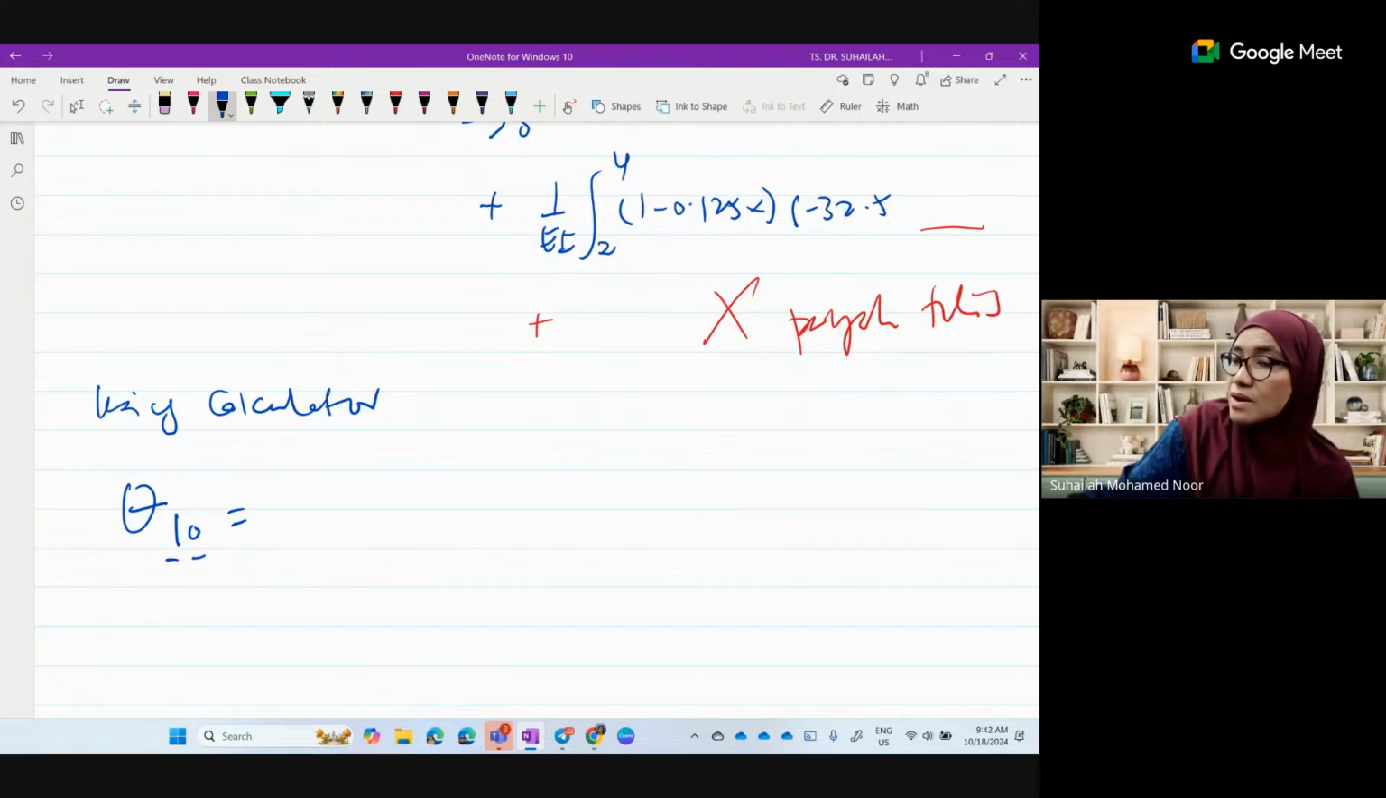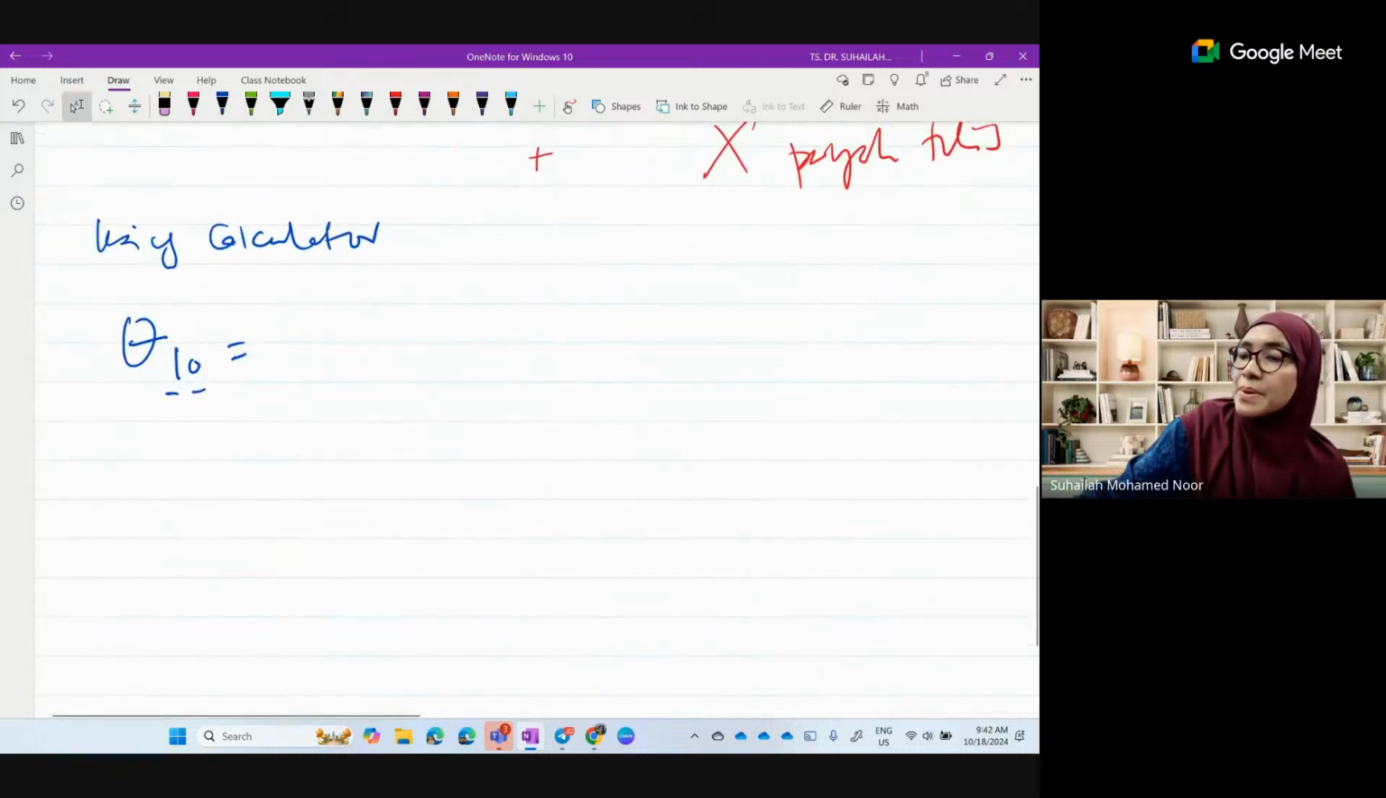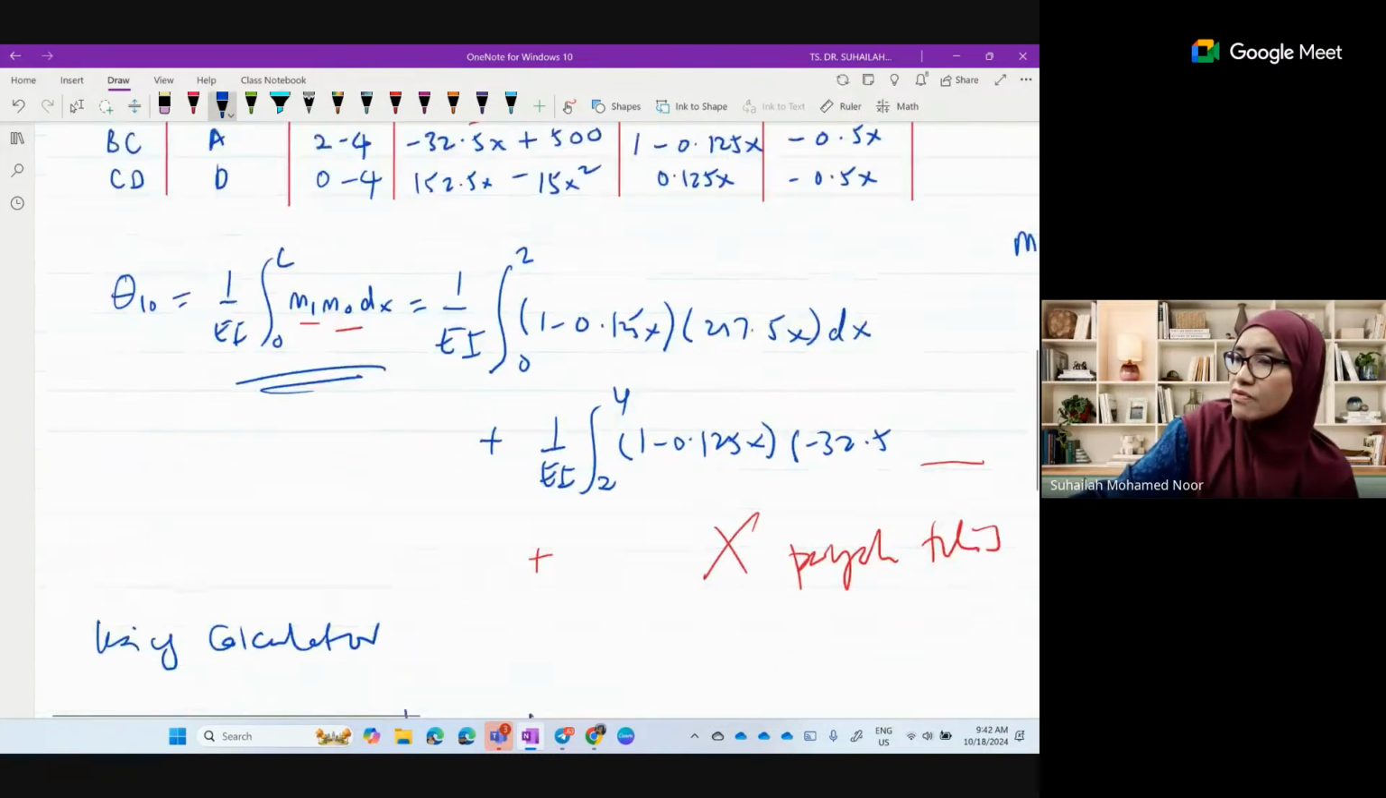Kalau nak tulis, okey lah tulis yang ni je. Tapi tak tulis pun tak apa. Maksudnya kat sini nanti ada 3 section kan? 3 section. So ada 3 value lah per EI. Kita tambah. Nampak buat macam tu? So kira dulu yang first one.